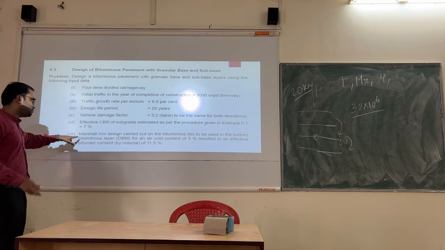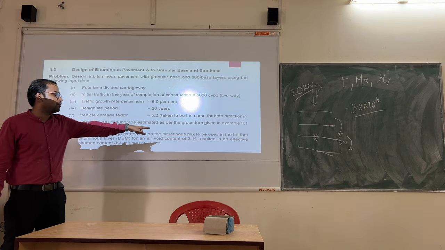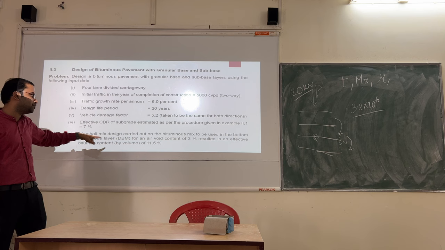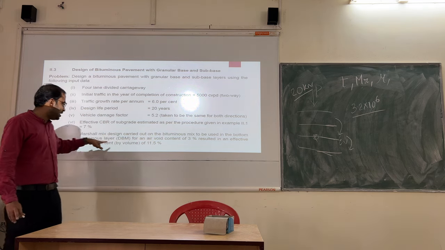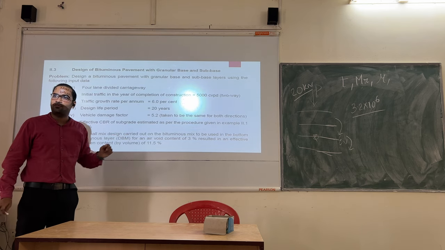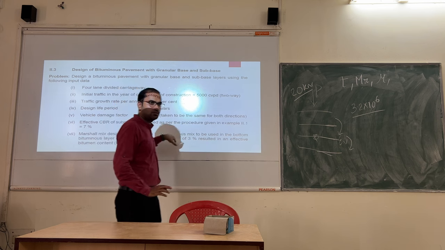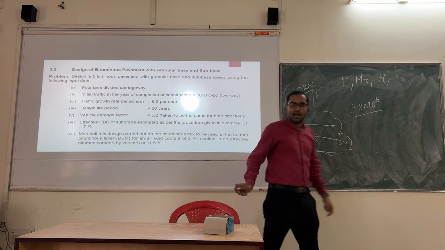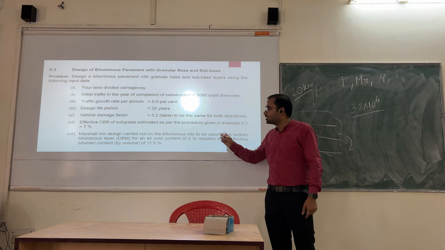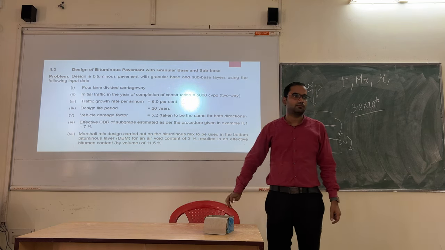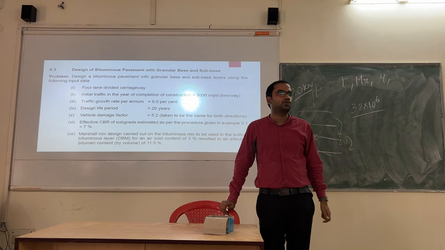In the last class I mentioned one term: Marshall mix design on the bituminous mix to be used in the bottom of the bituminous layer, for an air void content of 3% and effective bitumen content of 11.5%. Can you recall what is the significance of this value? Where I have mentioned these two terms, air void and effective bitumen content. It is not in the copy, it is when I was showing you the slides.